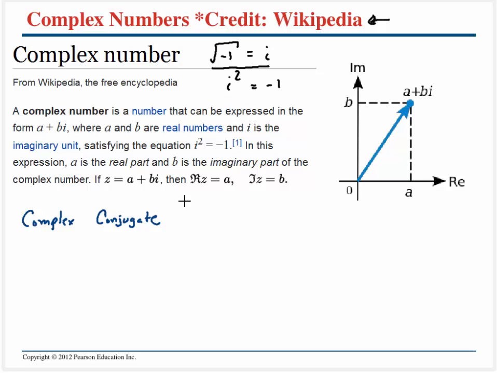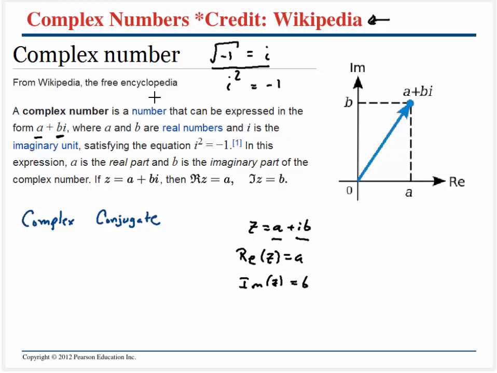So we can write a complex number, and let's just say z is equal to a plus i times b. This is going to be a number with some real part and some imaginary part. We often write the real part of z, Re(z), as equal to a, and that's just this part right here. And then the imaginary part of z is this part right here, the part that's multiplied by i, and that's equal to b.